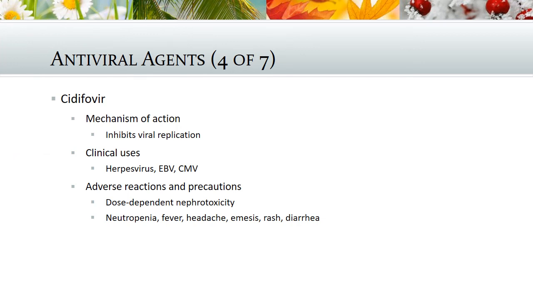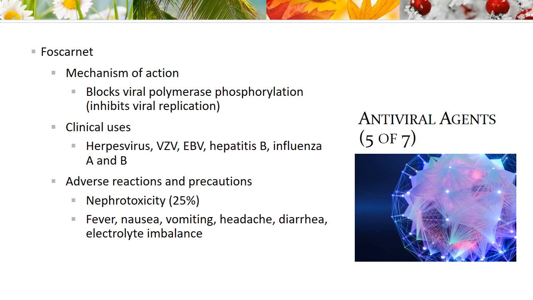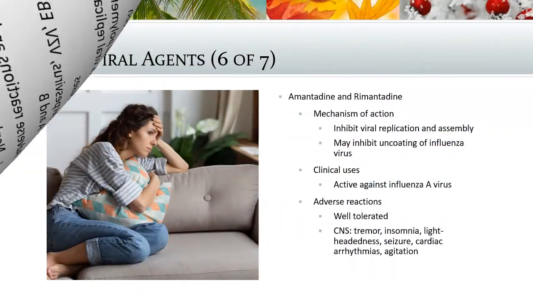Cidofovir inhibits viral replication. It's used in the herpes virus and cytomegalovirus. It has dose-dependent nephrotoxicity and can result in a fever, rash. Foscarnet blocks viral polymerase or inhibits viral replication. Its clinical use is in herpes virus and hepatitis B, influenza, both influenza A and B. There is some neurotoxicity in about a quarter of the patients that use it. Fever, nausea, vomiting, headache, diarrhea, and electrolyte imbalance are also adverse reactions.